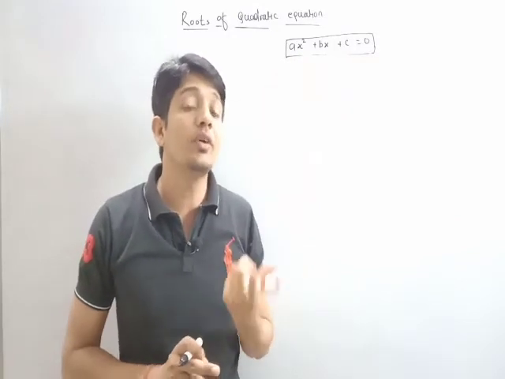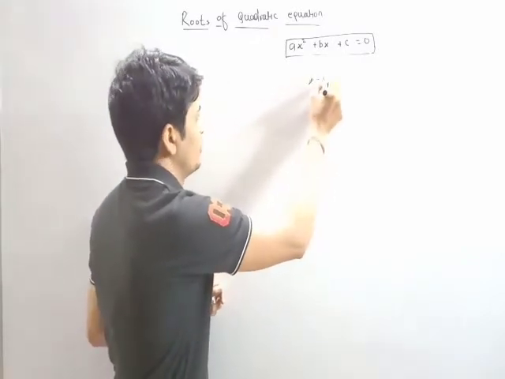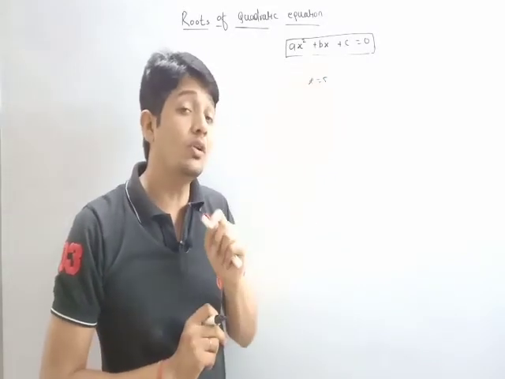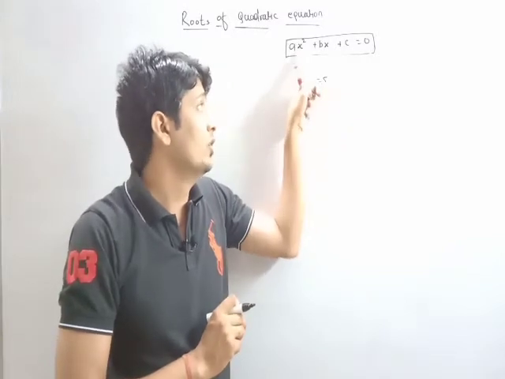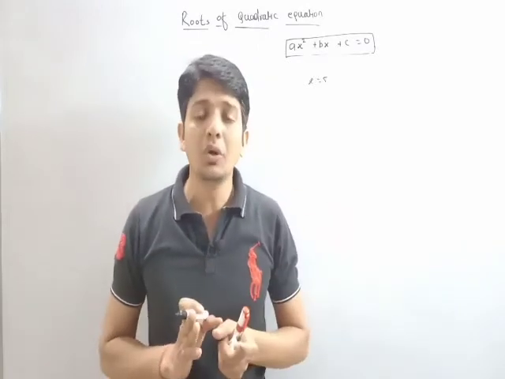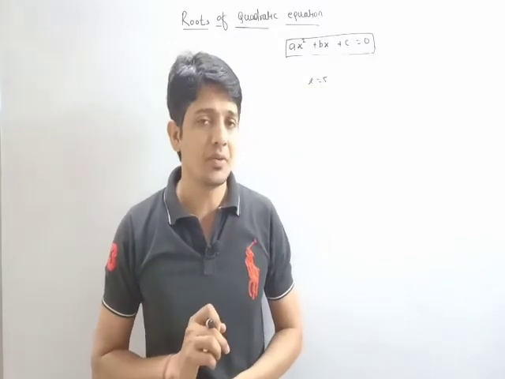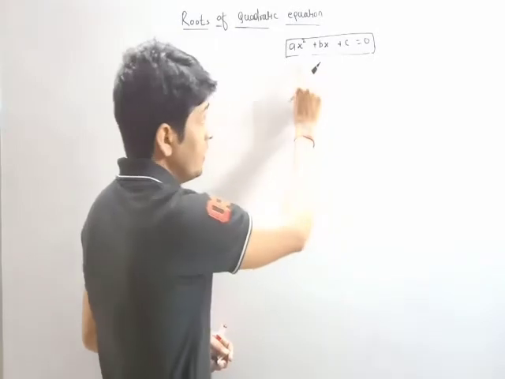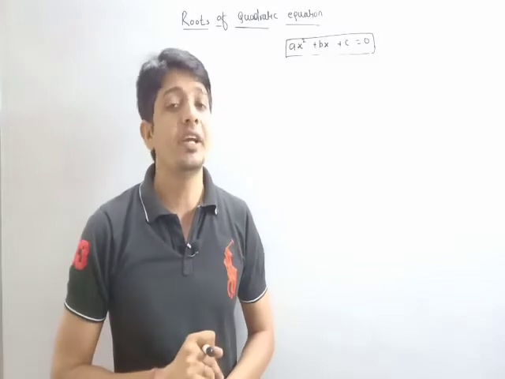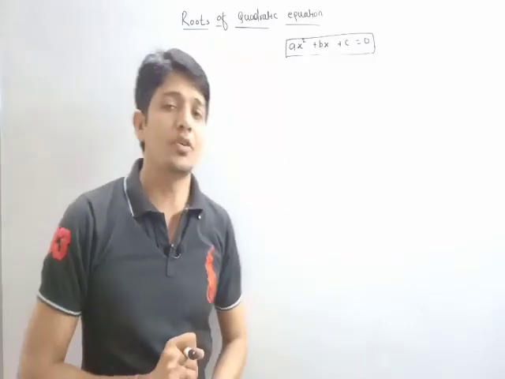If we take x equals 5 and want to check whether this 5 is a root of the quadratic equation or not, we have to place 5 instead of x and then solve. If we get the value equal to 0, then we say this is a root of the quadratic equation. So today we are going to understand the roots of a quadratic equation.